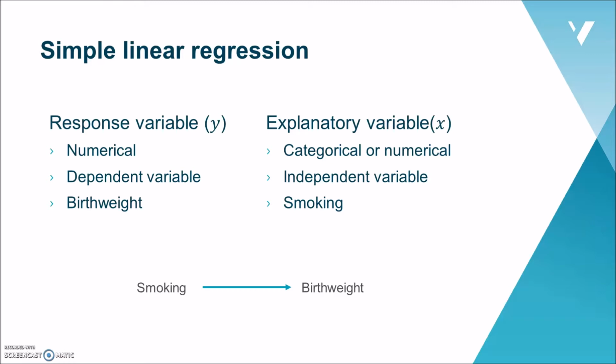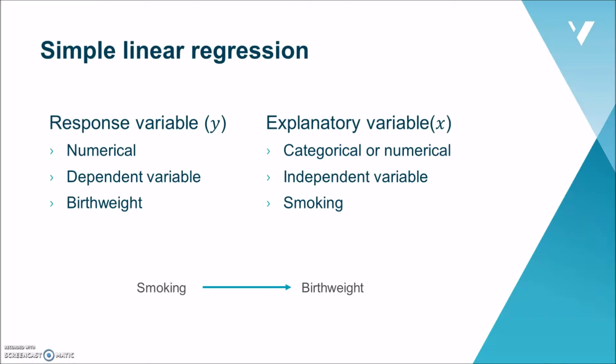In the linear regression, the response variable y should always be numeric, while the explanatory variable x can be categorical or numerical. In this lecture, we will focus on the relationship where both the explanatory variable x and the response variable y are numeric.